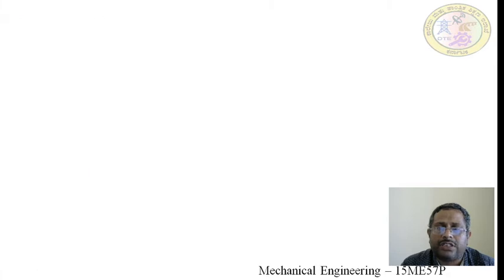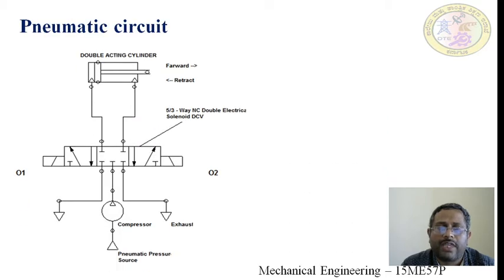Here we have constructed two pneumatic circuits. One is without a flow control valve, and the other is with a flow control valve. First we will see the one without a flow control valve. Here we are using a double acting cylinder, and this is a 5/3 way NC double electrical solenoid directional control valve. This is a compressor, the pneumatic pressure source, and this one is the exhaust. These are the two coils.